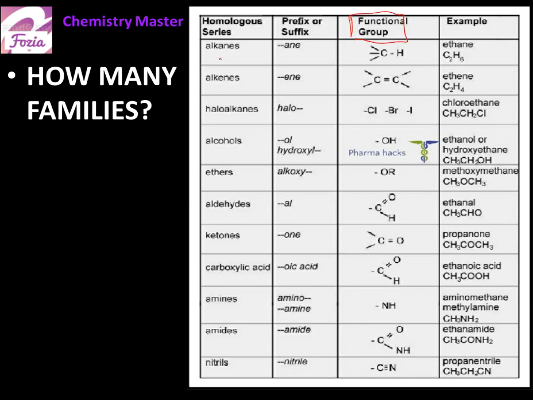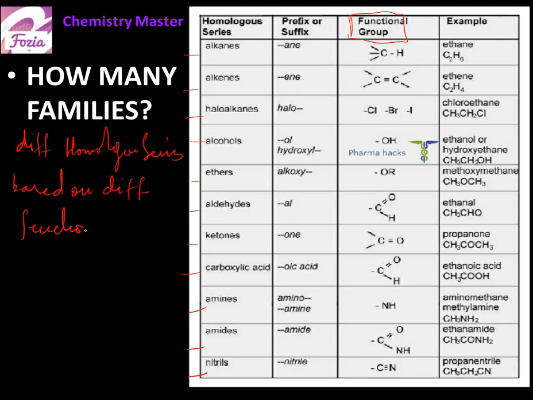Now we need to highlight this. You see there are so many homologous series, many families of organic compounds. And why are they classified separately? Because of having this special structural feature which I am calling a functional group. So organic compounds are classified into different homologous series based on different functional groups.